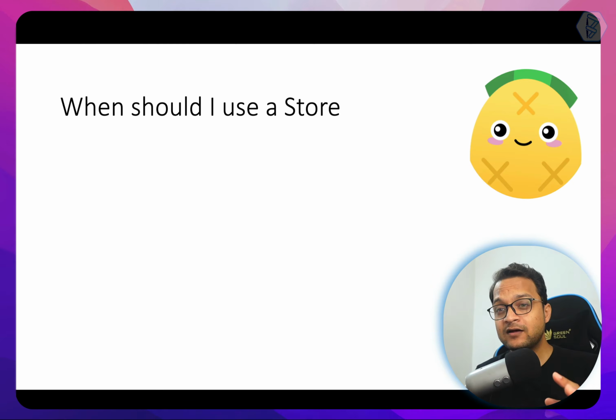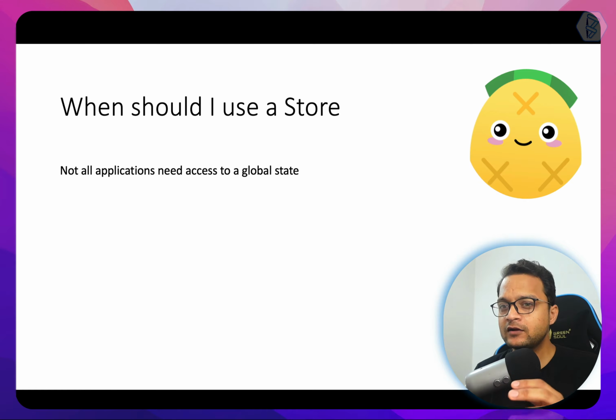So let's understand, when should I use a store? When should I use Pinia? So not all applications need global state.